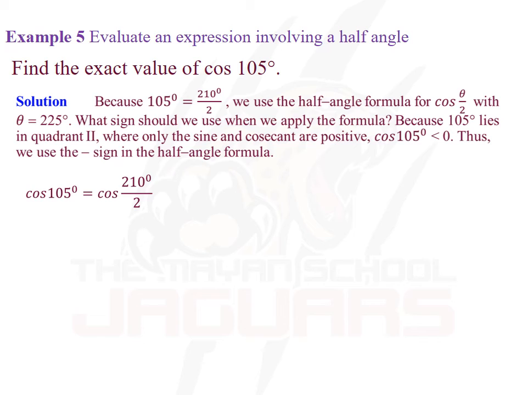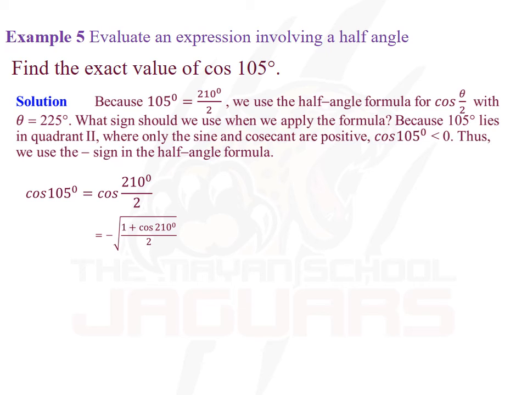So cosine of 105 is the same as the cosine of 210 divided by 2. And by using the identity of the cosine of half of an angle, this equals negative, because remember what we said about the angle being in the second quadrant, negative the square root of (1 plus cosine of 210) divided by 2. Now, the cosine of 210 is an angle located in the third quadrant, and the cosine of an angle in the third quadrant is negative.